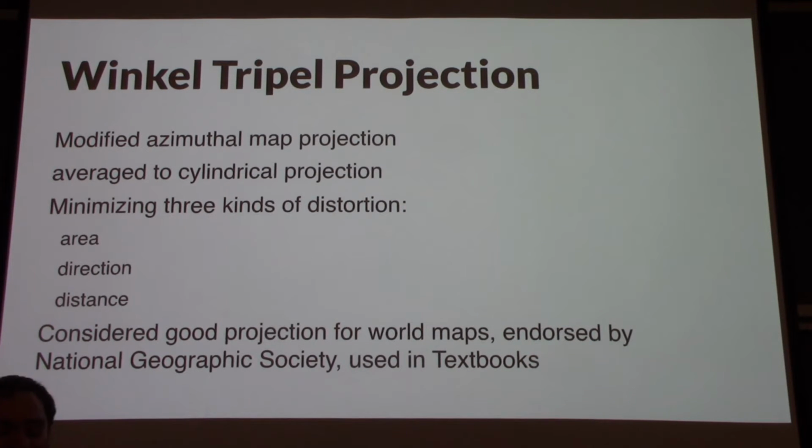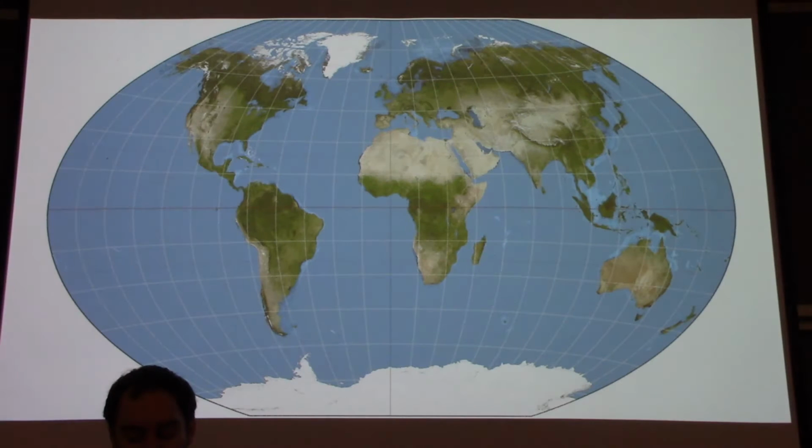The Winkel tripel projection is a modified azimuthal map projection, which is averaged with a cylindrical projection. It tries to minimize three kinds of distortions: area, direction, and distance. This is what you would see in modern textbooks. If you taught geography in school now, this is the typical map that would be used. It's endorsed by the National Geographic Society, and as I said, it's used in textbooks.